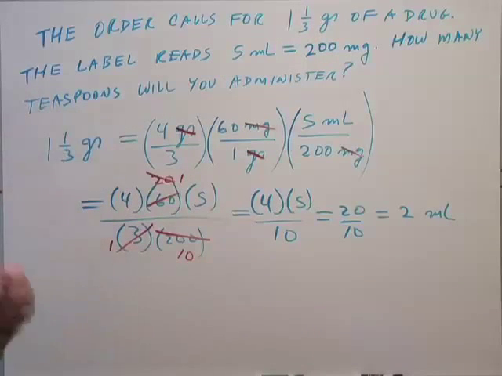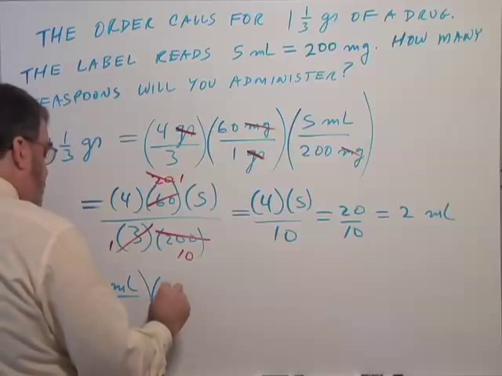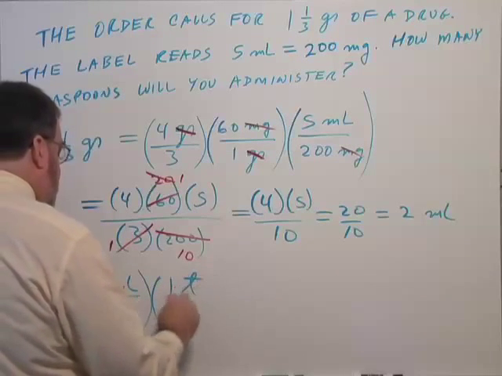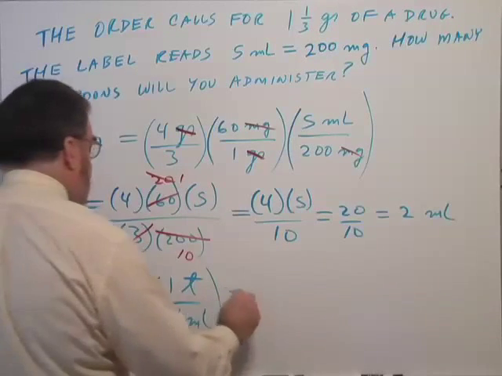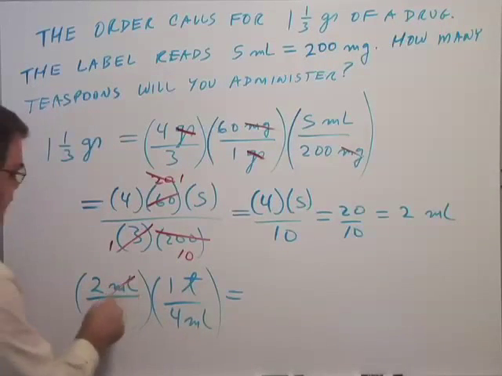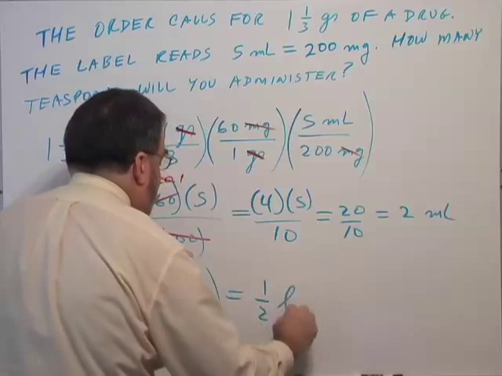All right, so how many teaspoons? Well, that's about half a teaspoon, isn't it? 2 milliliters times 1 teaspoon per 4 milliliters would give you, milliliters cancel, so that gives us 2/4 or 1/2 teaspoon.